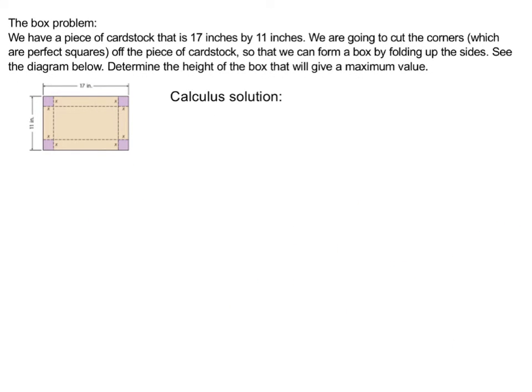Okay, so here's the same box problem from a calculus point of view. We know that we can find the max or min using either the first or the second derivative test. So we're going to start with the same function, and this is, of course, what it looked like: 17 minus 2x, sorry, and 11 minus 2x.